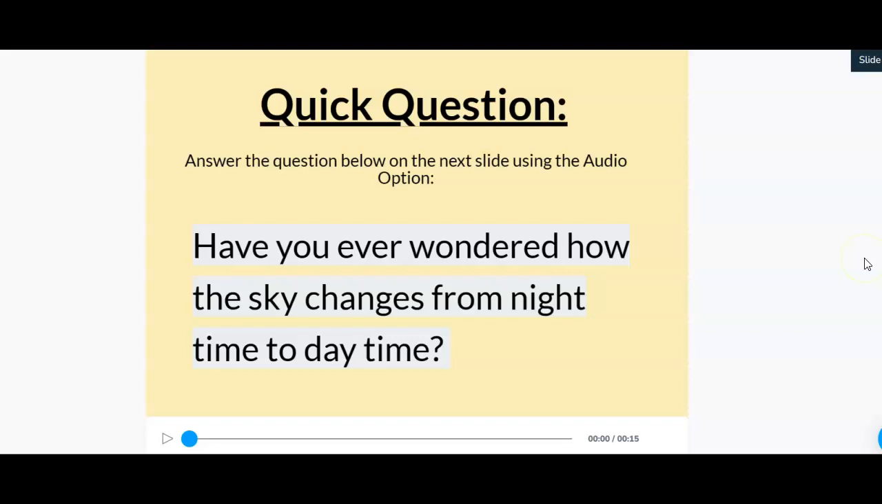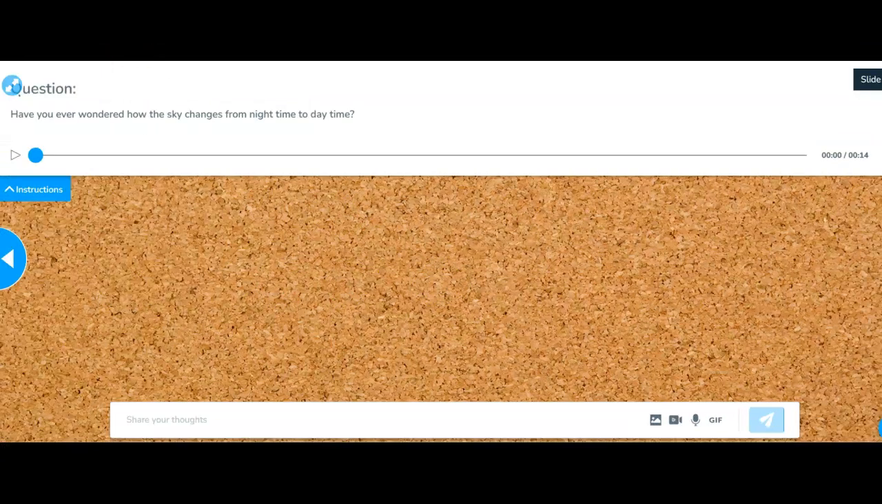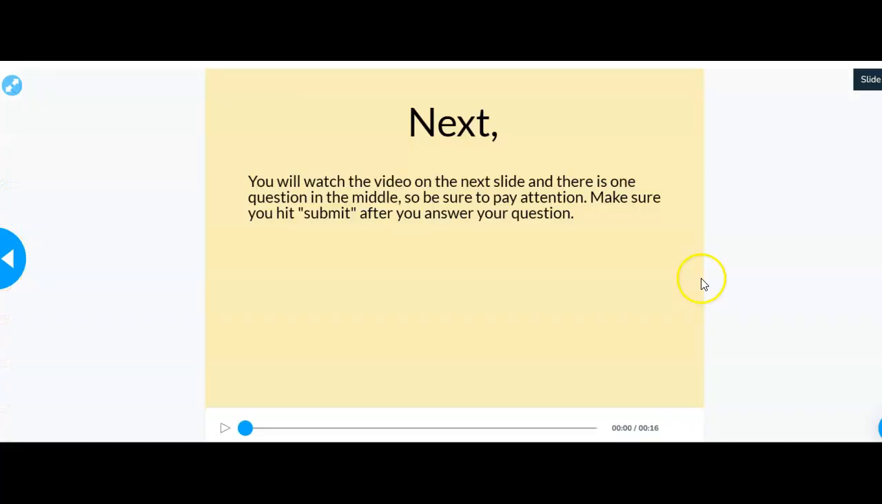For my opening activity, I chose a quick question and they were able to provide their answer on a collaborative board. On the collaborative board, students can put their answers, and I am able to see them and they can see their classmates'. It's a good way for me to engage students because they can answer in various ways. They can also see their classmates' responses.